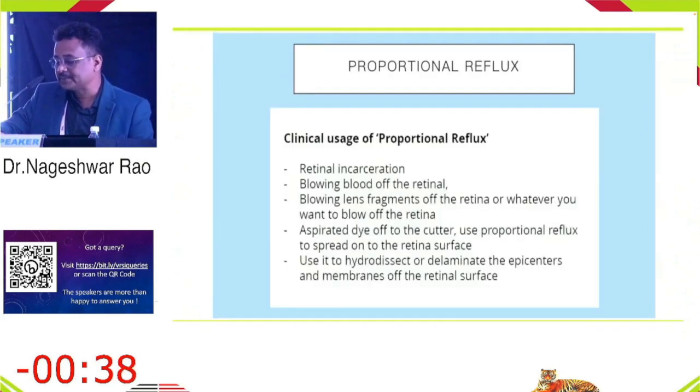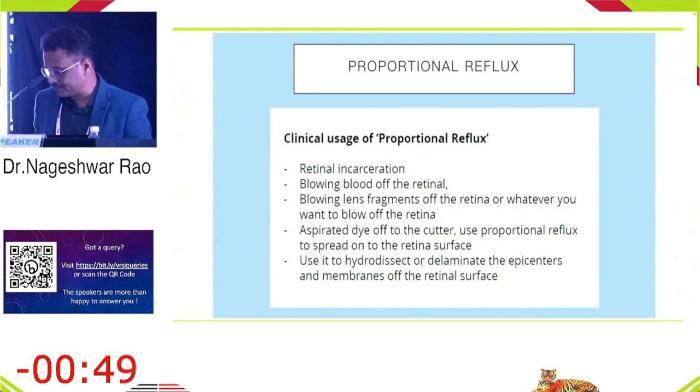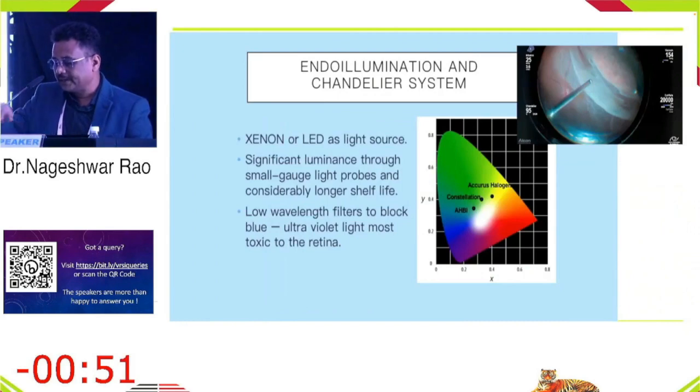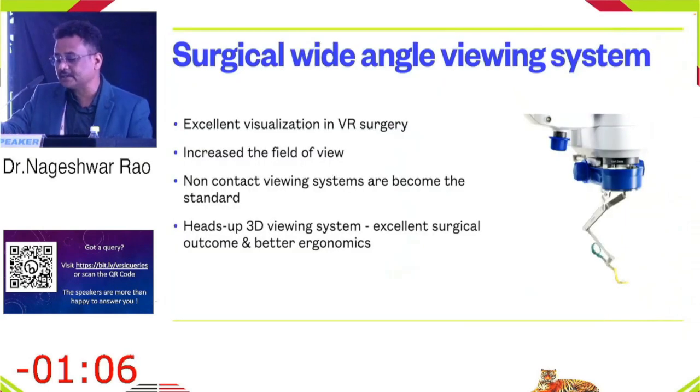And the important aspect of proportional reflux in the Constellation machine is that you can dissect a membrane which is very adherent to the retina. Underneath the membrane, you can go and inject some fluid so that it separates very well. It's very good technology. And in fact, endo-illumination and the chandelier system allow you to independently indent the retina, and you cannot depend on the assistant to indent. So this is a handy system. The surgical wide angle viewing has already been discussed very widely.